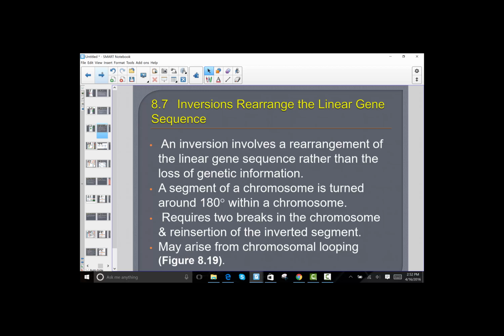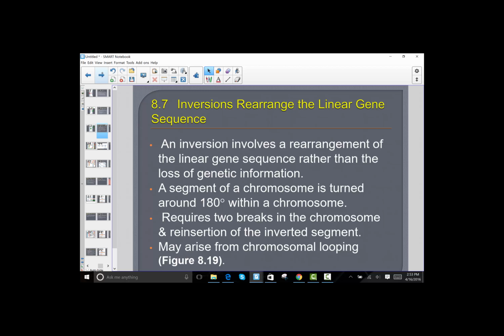Now, as we have talked about before, some genes have to be next to each other in order to perform a specific function. If this is the case, and you reorder the genes, then you may not have the same function. An inversion involves a segment of a chromosome that is turned around about 180 degrees within the chromosome. This is a difficult one because it requires two breaks in the chromosome, one above the section that's going to be inverted and one below it. And then you have to have a reinsertion of that inverted segment.